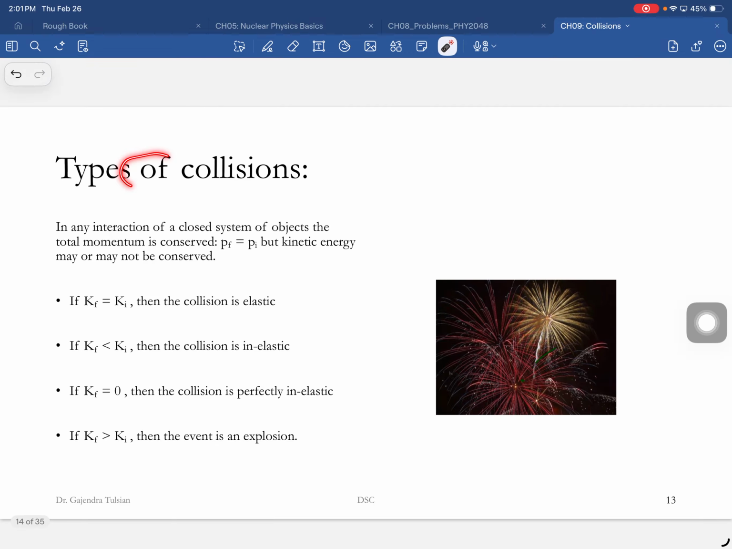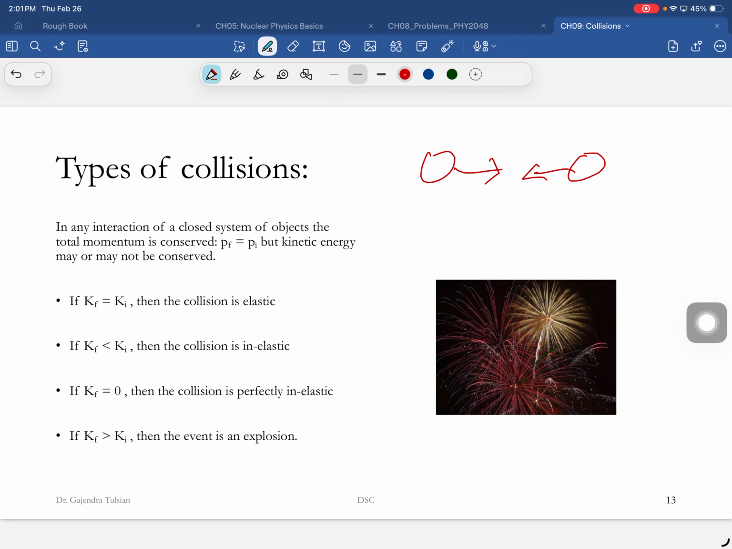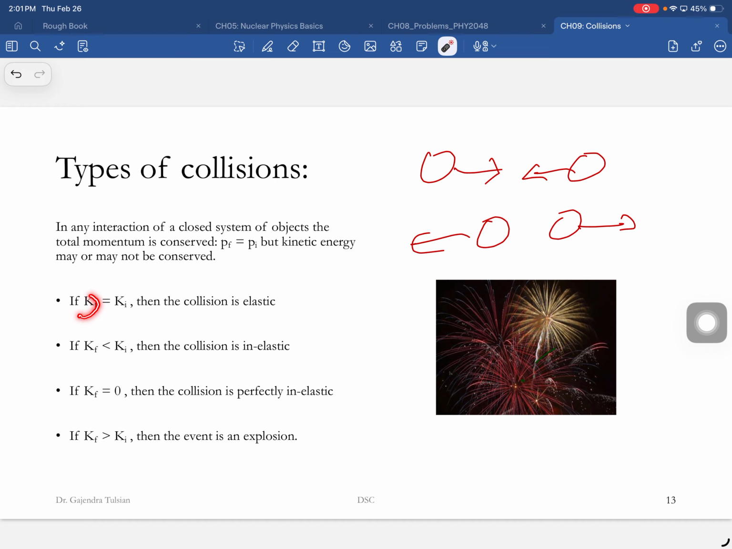Now we'll look at collisions, so objects colliding. Let's say these objects collided, and this was before the collision, then this is after the collision. If the total kinetic energy after the collision is equal to the initial kinetic energy before the collision, then it's called an elastic collision.